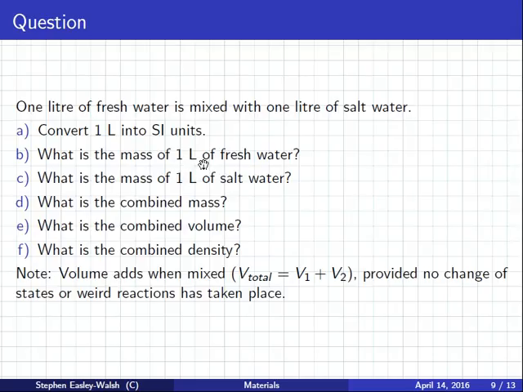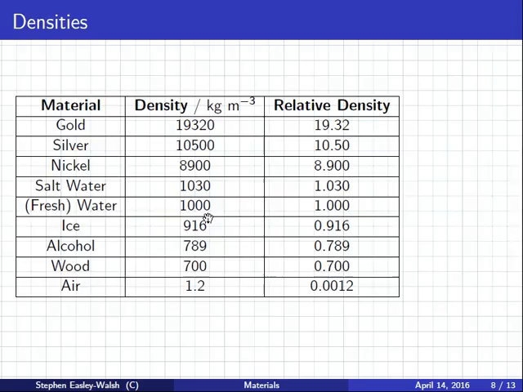Density, volume. So if you know the volume, which is part A, and you know the density, which is in the table, then by multiplying you can get the mass. So you have to do that for part B and C. Then part D, what's the combined mass? So that's add B and C.